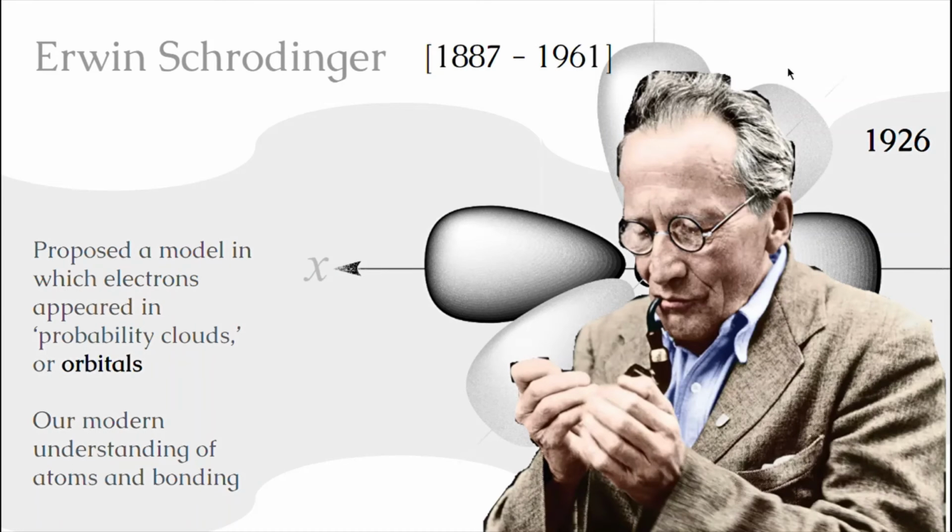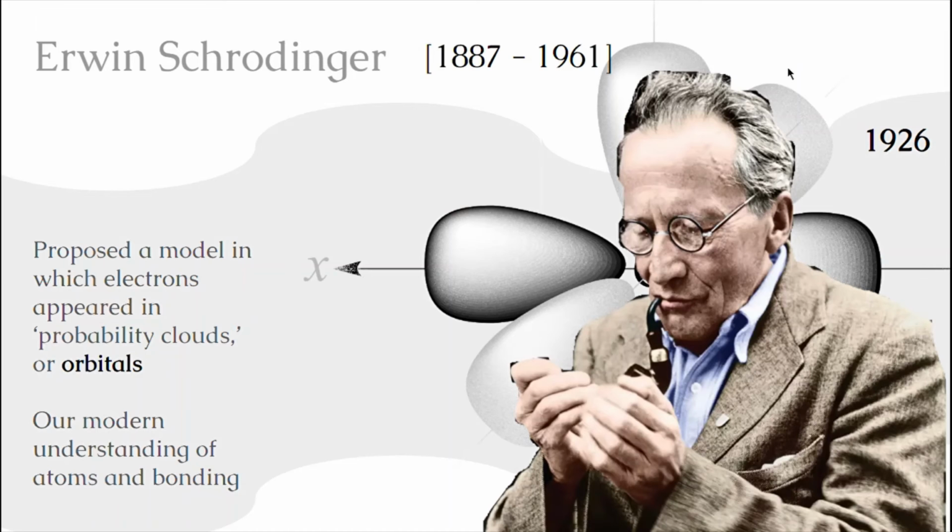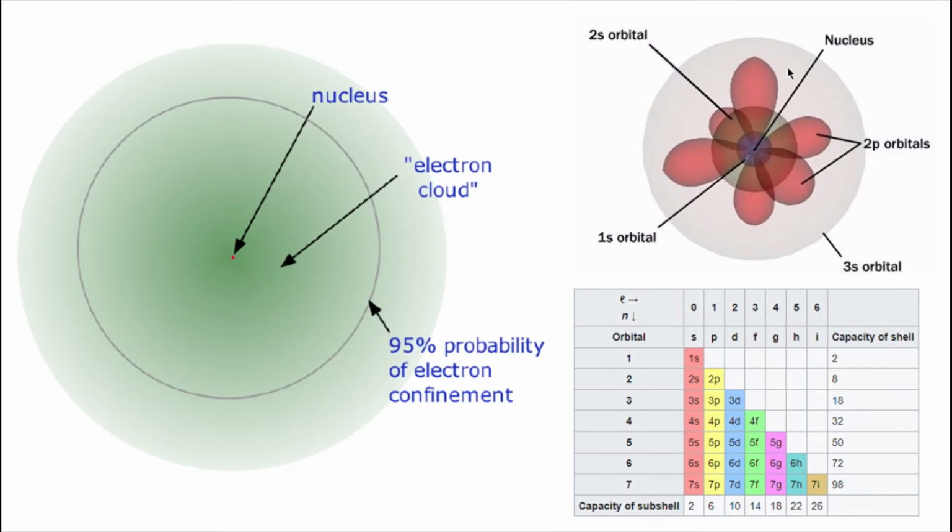And so here we come on to Schrodinger's model. He proposes a model in which electrons appear in probability clouds or orbitals. And this is our modern understanding of atoms and bonding. This is the stuff you learn in high school, basically. And he does this in 1926, which is even before the discovery of the neutron. And this is the model that's taught in schools, and hopefully this provides a greater context.